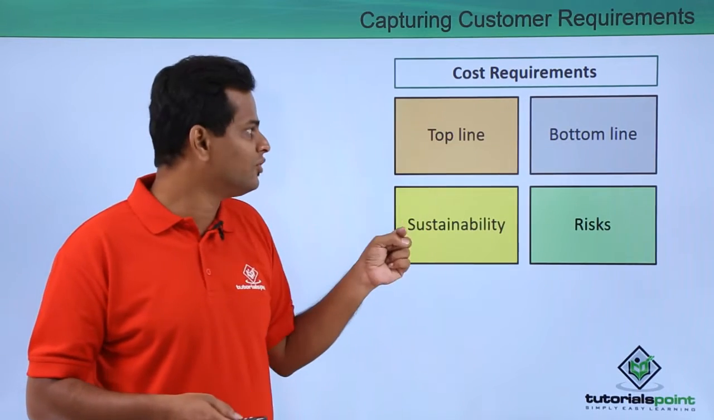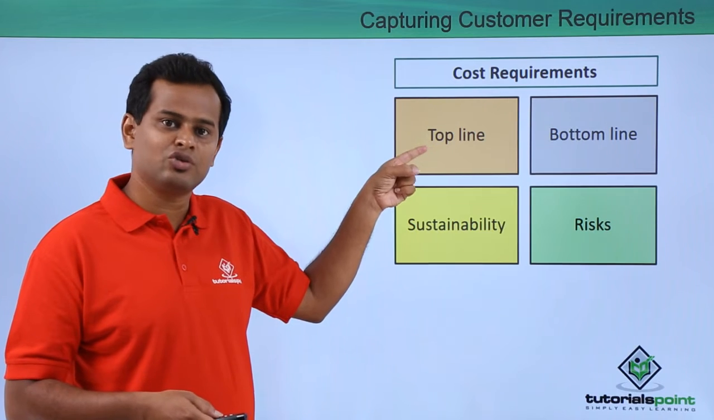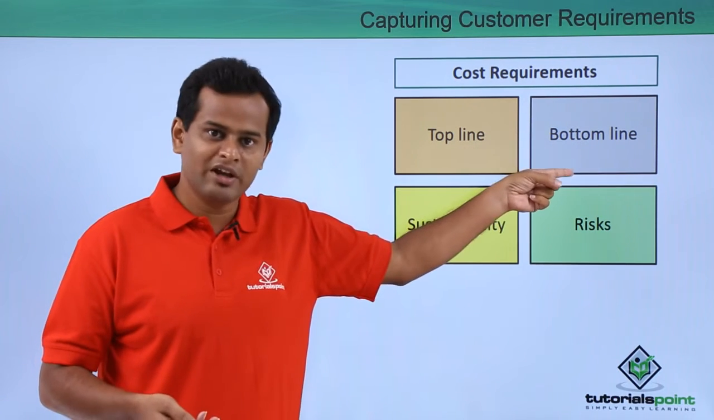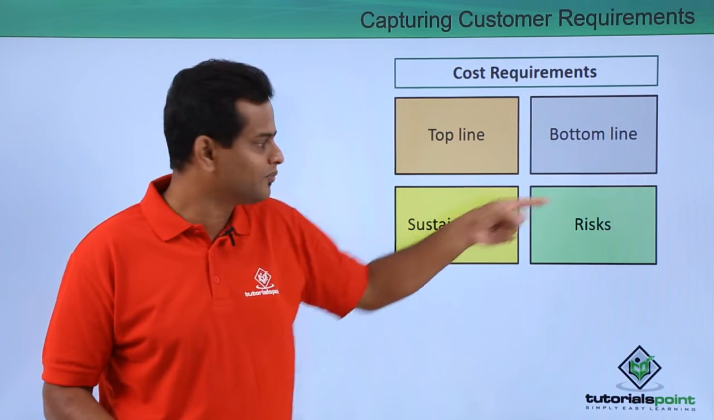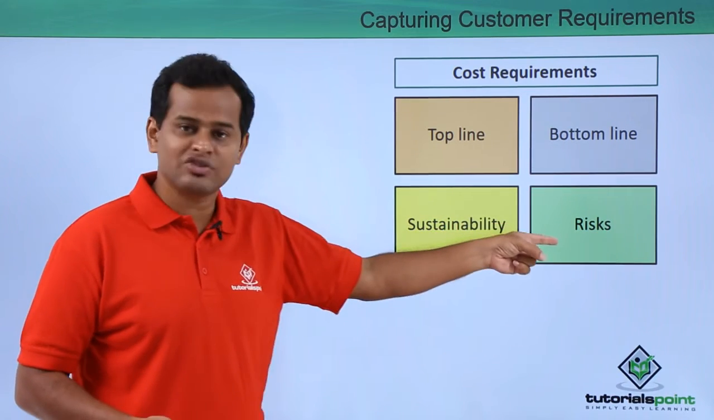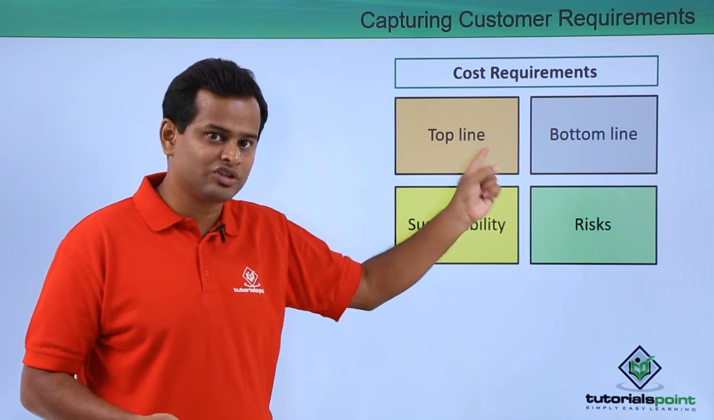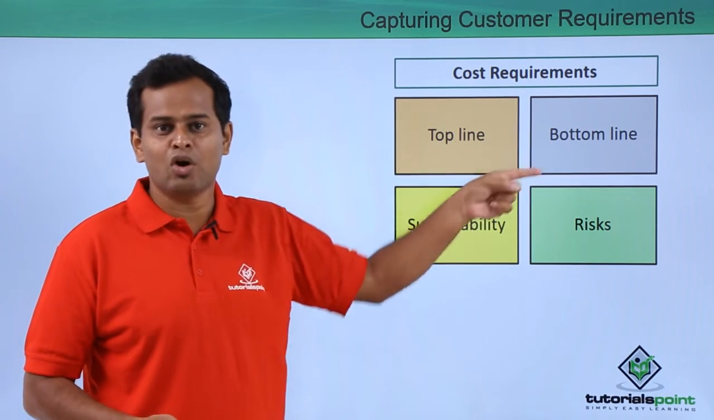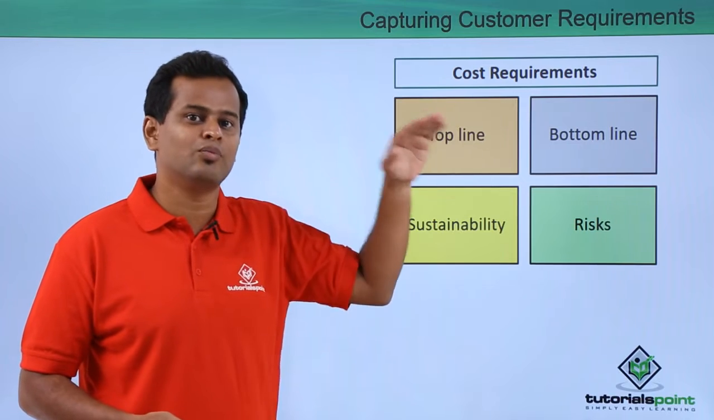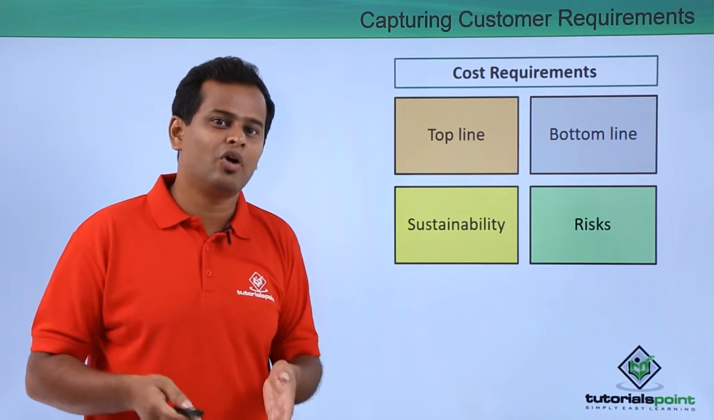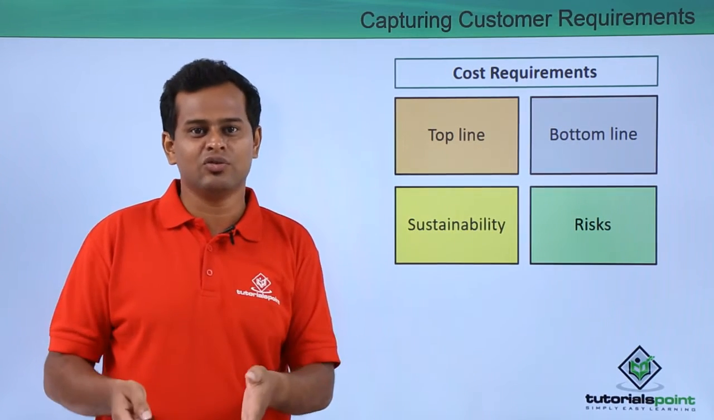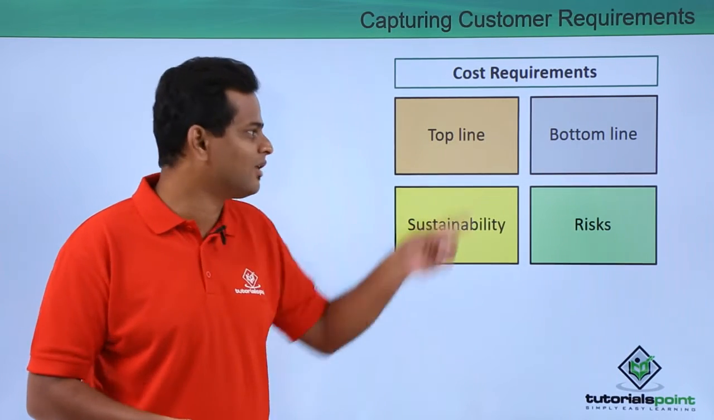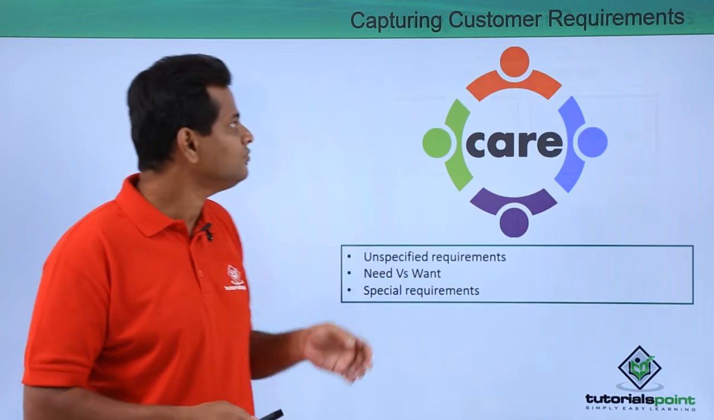From the cost point of view, we need to concentrate on the top line, that means turnover, the bottom line, that means profit, and then the risks associated with those things, and the sustainability of the top line and bottom line from a long-term point of view. So there is no point in having a very good turnover in the next month and then drastically falling. The same case applies to profit also.